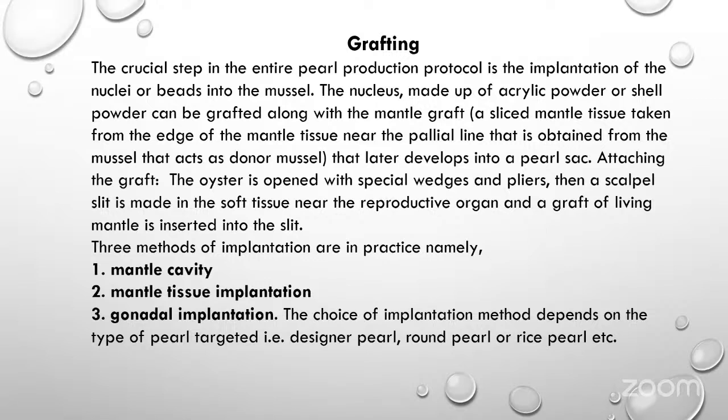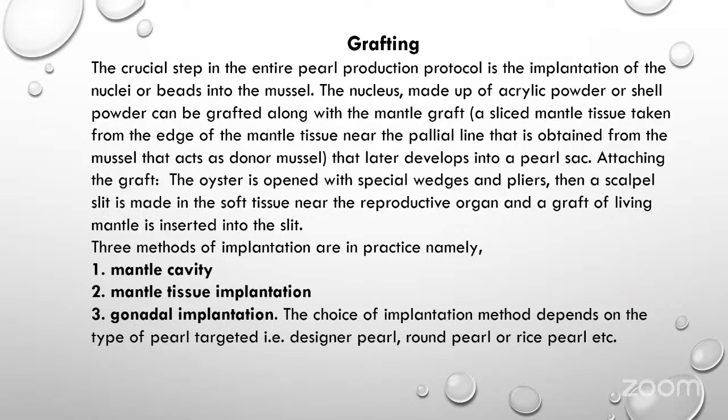Next is grafting. Now, the crucial step in the entire pearl production protocol is the implantation of the nuclei or beads into the mussel. The nucleus made up of acrylic powder or shell powder can be grafted along with the mantle graft. That is a sliced mantle tissue taken from the edge of the mantle tissue near the pallial line that is obtained from the mussel that acts as the donor mussel, so that it later develops into a pearl sac.